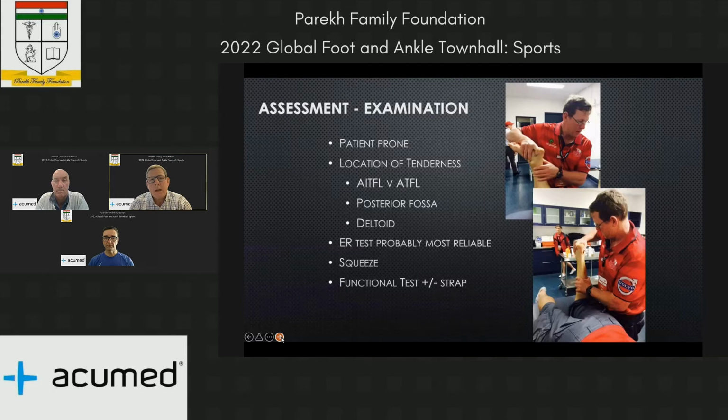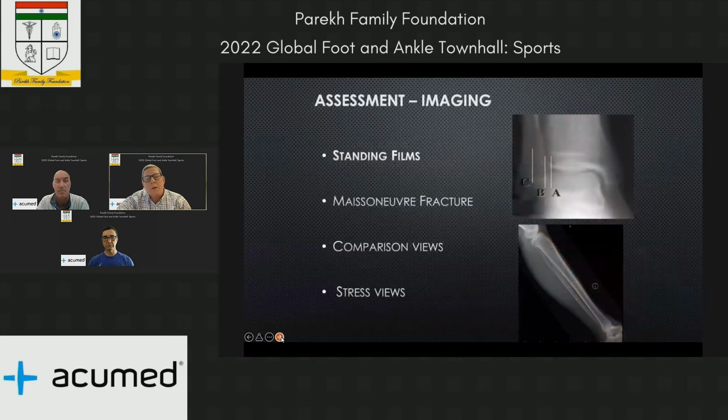Usually I'll do that with the ankle in neutral initially, but sometimes I'll bring them up into plantar flexion with them prone, to jam up the posterior compartment a bit, and then externally rotate them. That can sometimes make them jump off the table, and that's often a worry for me. The squeeze test, if it's positive, then you really know that you're in trouble. It's a good positive, but often a false negative. And if you've got the facility to strap them and functionally test them, that actually helps you.